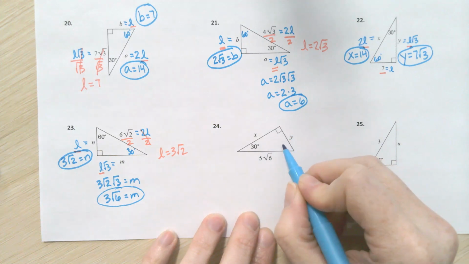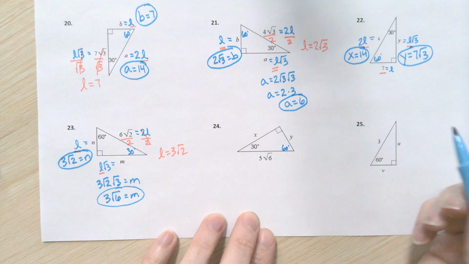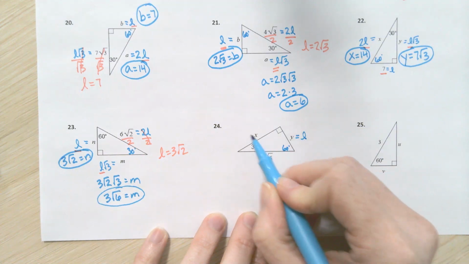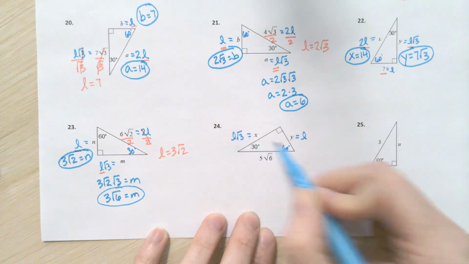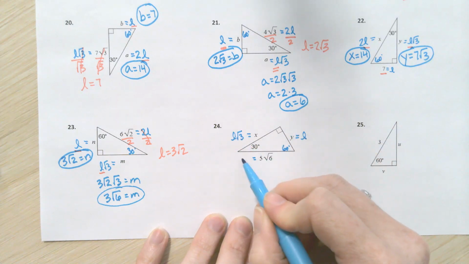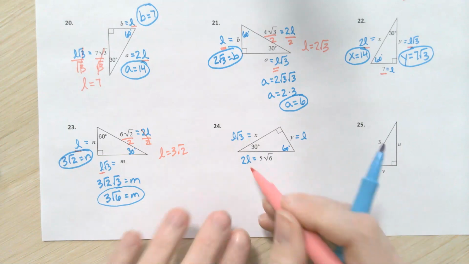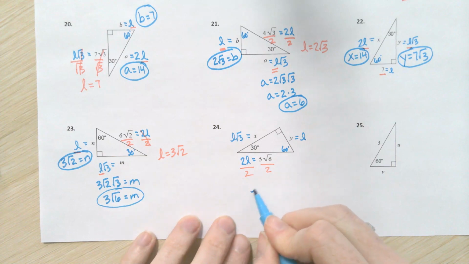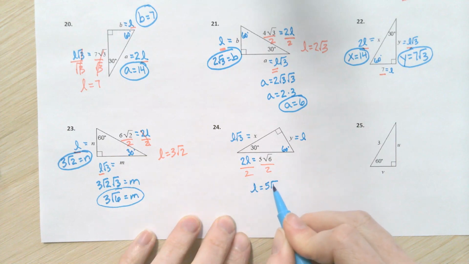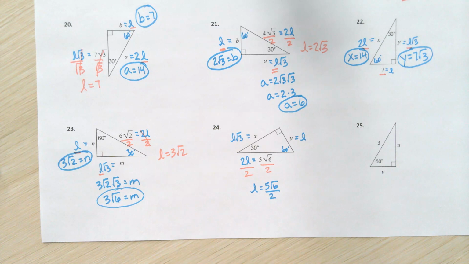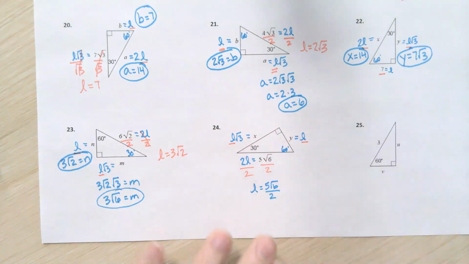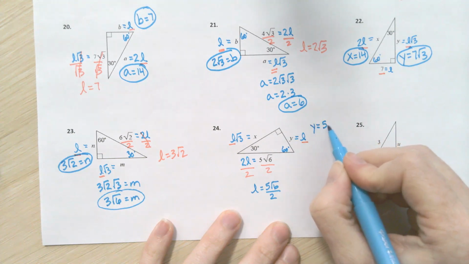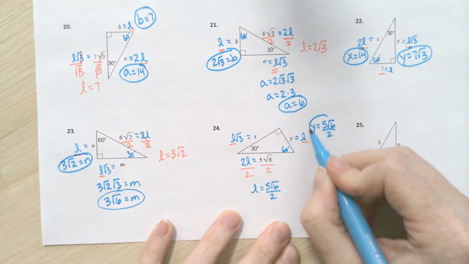30 and 90, so 60 degrees in that missing corner for 24. Across from 30 is L, shortest side. Across from 60, medium side, L root 3. Across from 90, longest side, 2L. We try to divide by 2, but 5 doesn't divide so nicely by 2. So we're just going to say that L is 5 root 6 over 2. And anywhere we see an L, we'll plug that in. Y is going to take care of itself, 5 root 6 over 2.